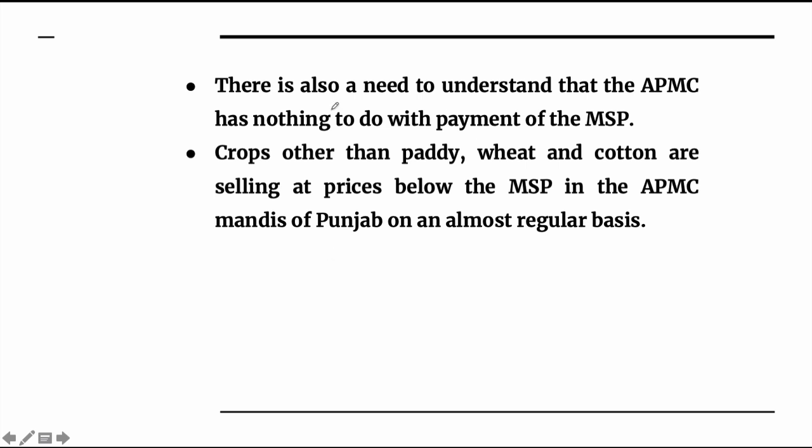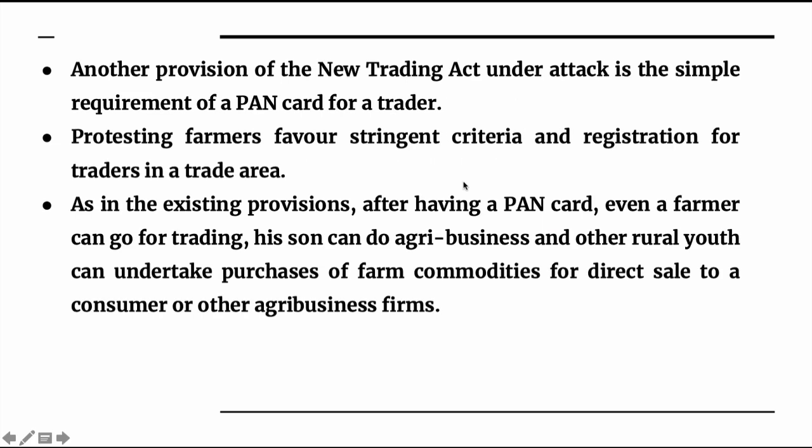Next is related to APMC only. In case of APMC, crops other than paddy, wheat, and cotton are selling at a price below the MSP in the APMC mandis of Punjab. Even in Punjab, in APMC mandis, other than rice and wheat, for different other crops, the price that is offered is actually less than MSP.